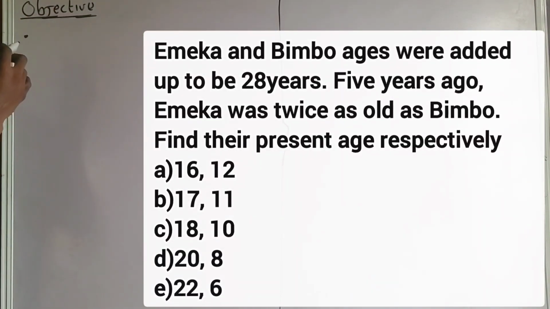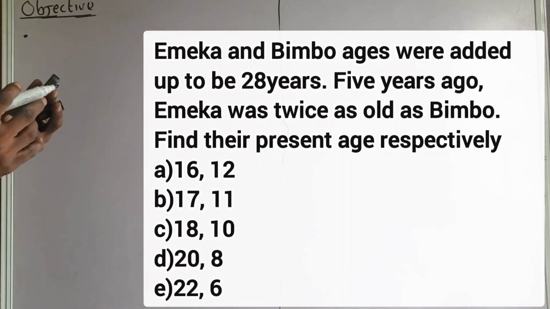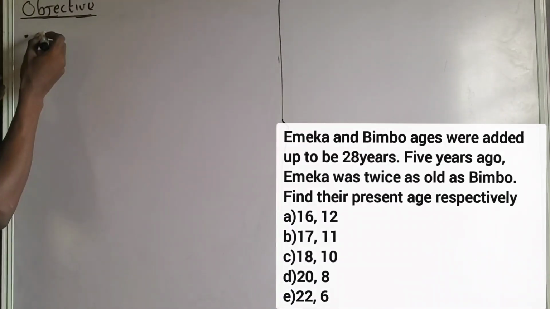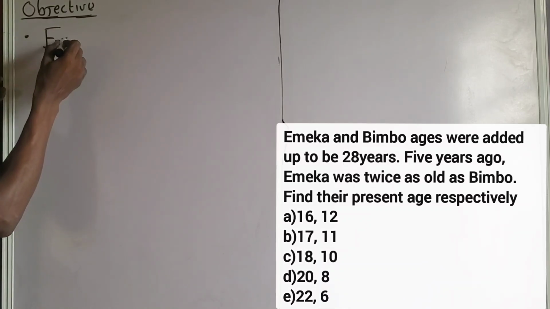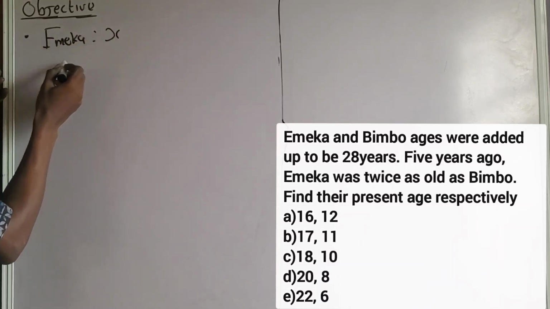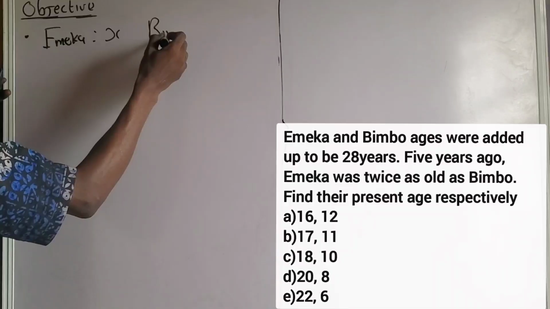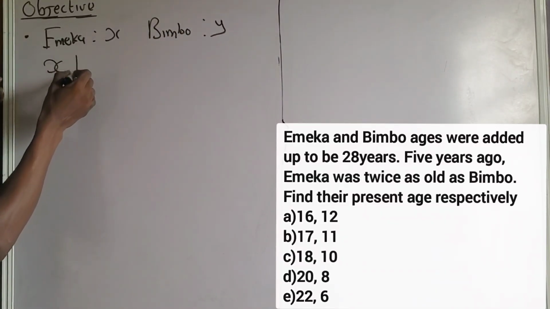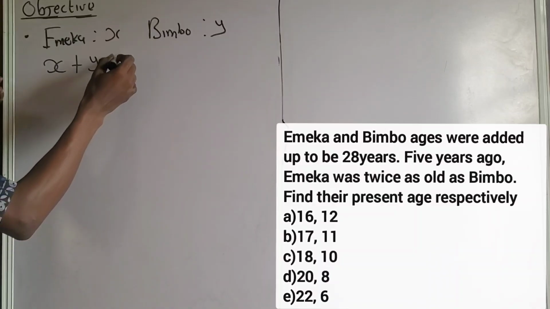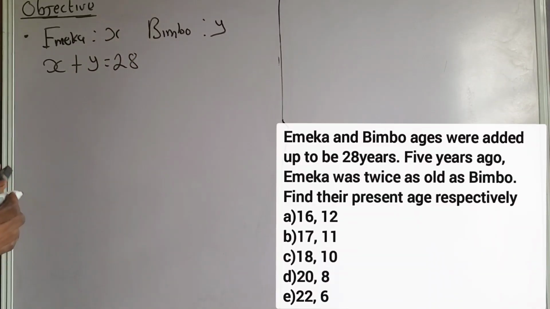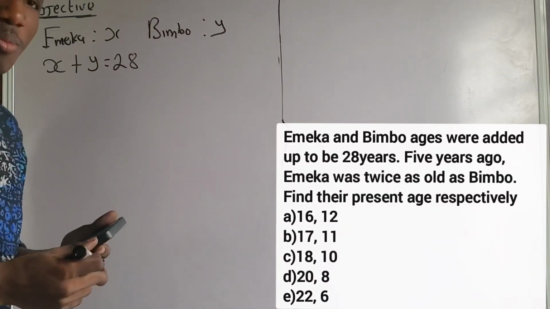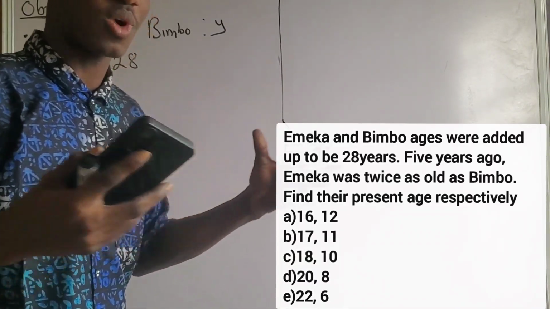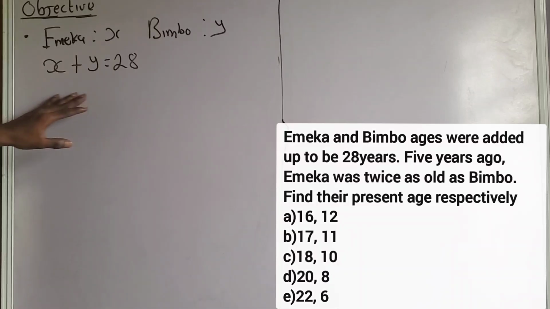The sum of Emeka's age and Bimbo's age is what? 28 years. So let Emeka's age be x and let Bimbo's age be y. You understand? So x plus y equals 28. Are you getting it? That is the first statement. The sum of their ages is 28. That is, Emeka's age and Bimbo's age were added up to 28. That is the meaning of that statement.